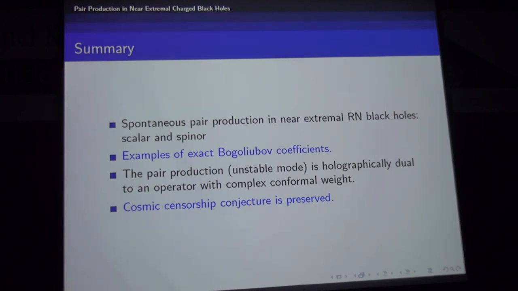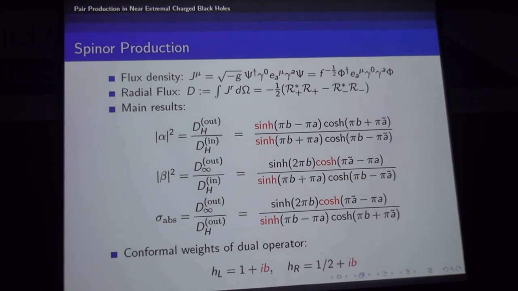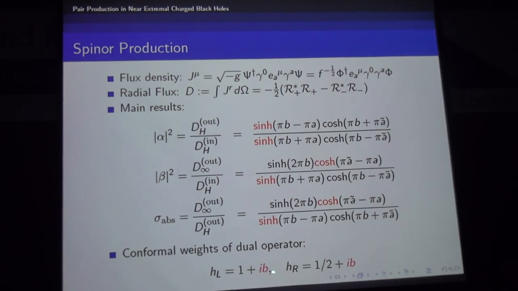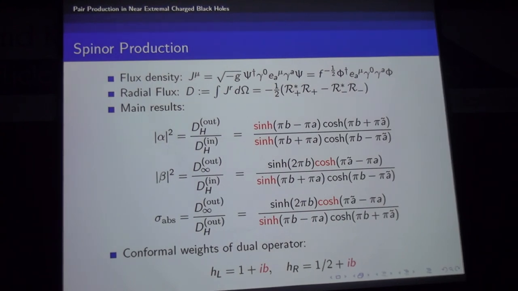Let me ask one question. When you talk about spinor production and the conformal weights, HL and HR are different. Is there a simple way to understand HL and HR? In the conformal field theory, for the spinor field, the difference between these two conformal weights should be 1/2. This is because of the spinor part; the difference should be 1/2, because it is a spin-1/2 field.